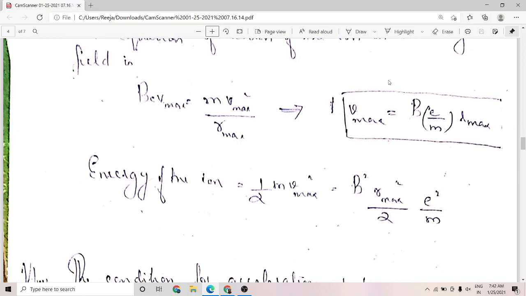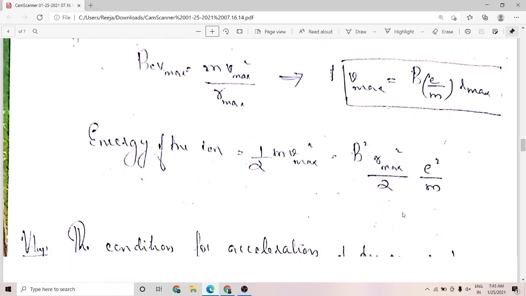That is, we have equated the centripetal force to the magnetic force, so that the maximum velocity attained by the ion is V max equal to Be by m into R max. So the final energy of the ion is given by half m v max square, which is equal to B square, substituting for velocity from here, B square R max square e square by 2m. So this is the expression for the energy of the ion.